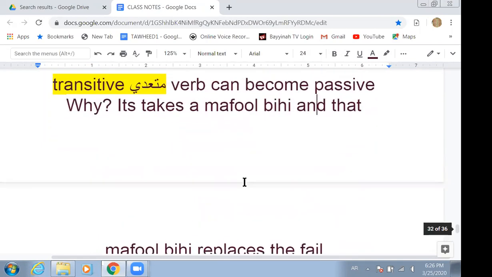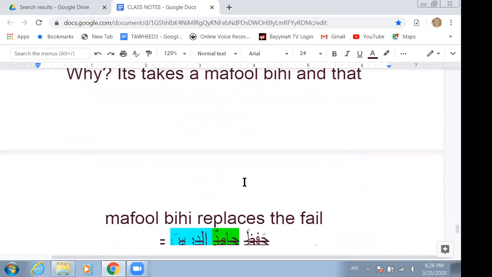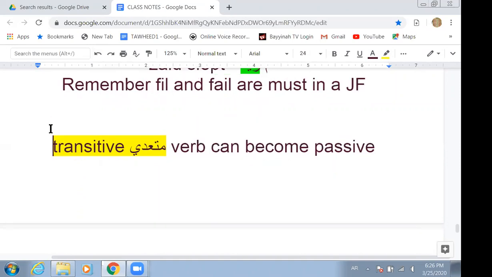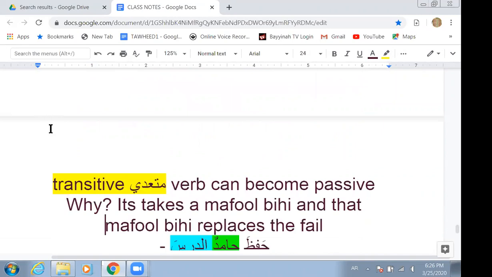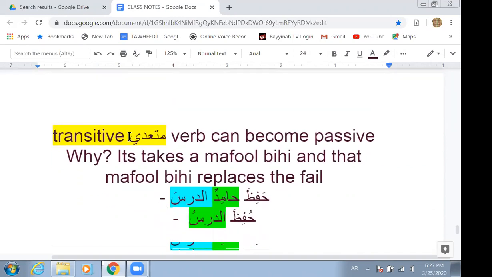And the other thing is when we talk about the mutaddi or the transitive fi'il. A mutaddi fi'il takes a maf'ul bihi. So what happens when we remove the fa'il from the picture? The maf'ul bihi takes the place of the fa'il.